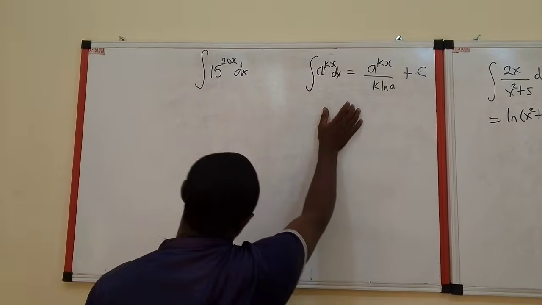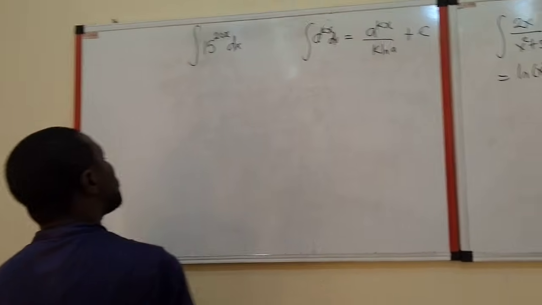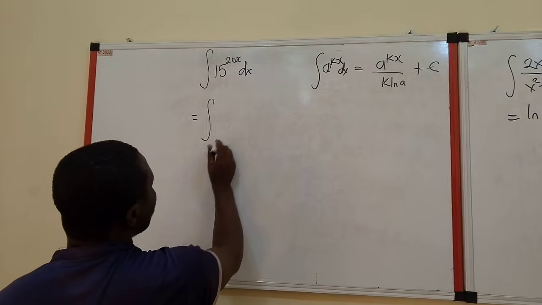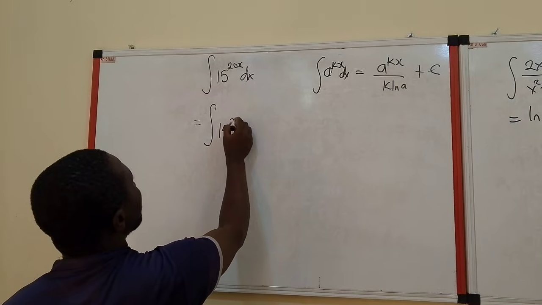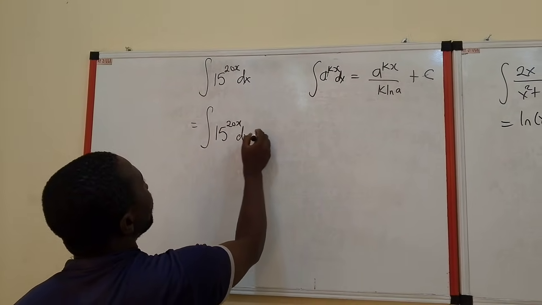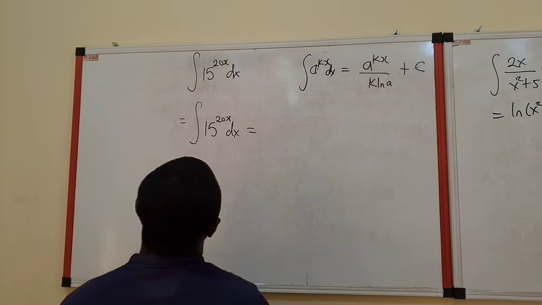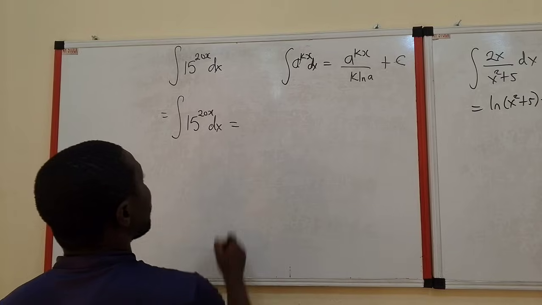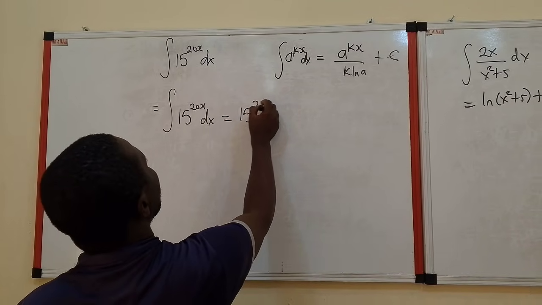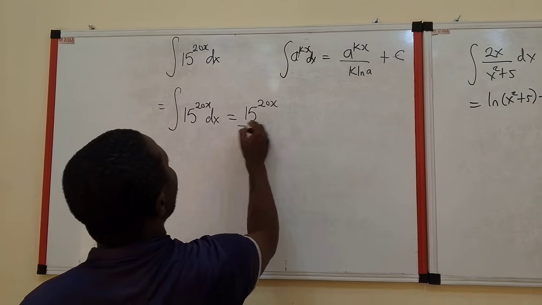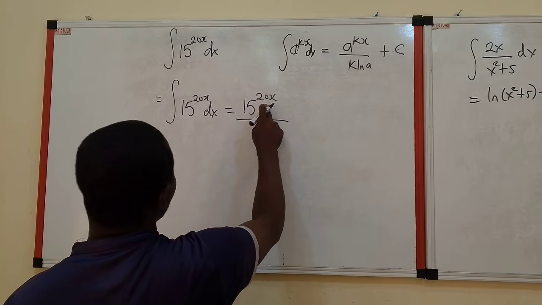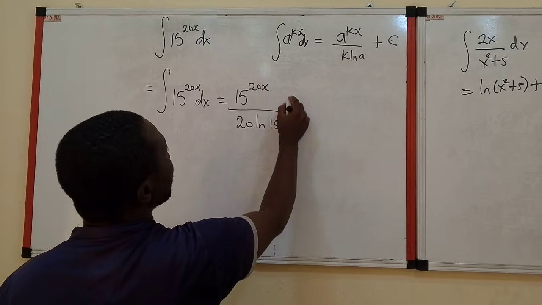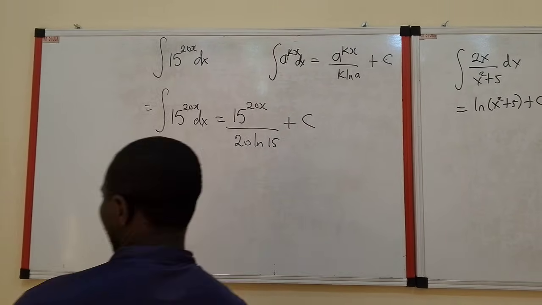So using this standard, comparing it with this, the integral of 15 raised by 20x dx will be equal to what? That will be 15 raised by 20x over the derivative of 20x, which is 20, times ln 15, plus c. That's the final answer.